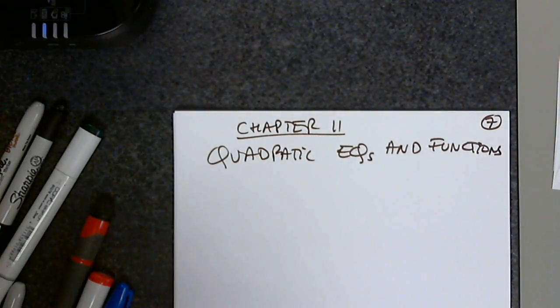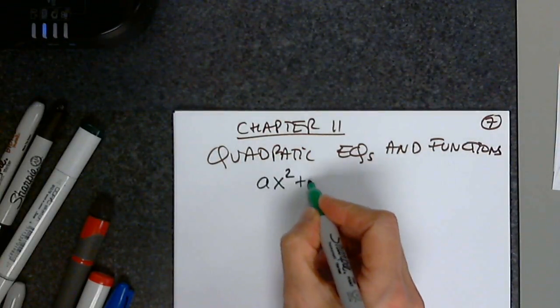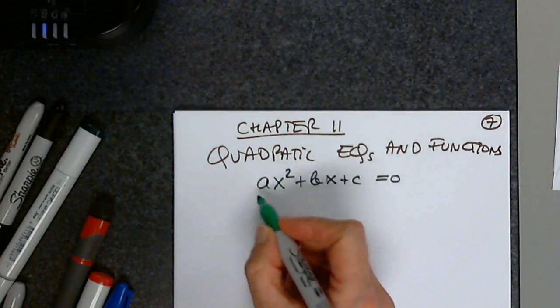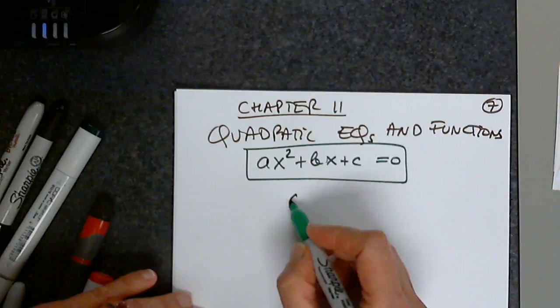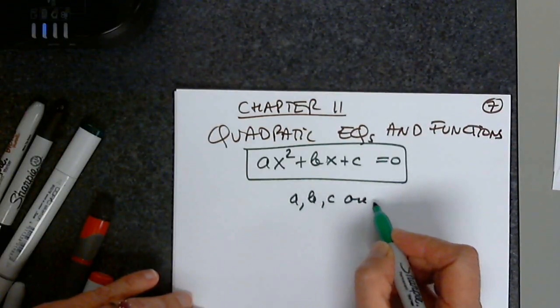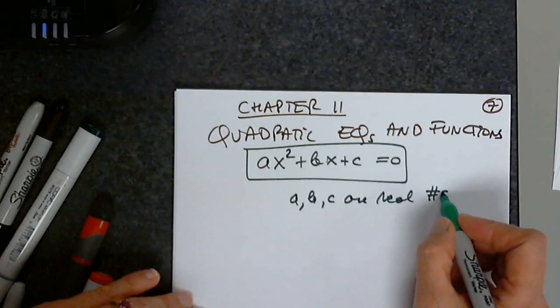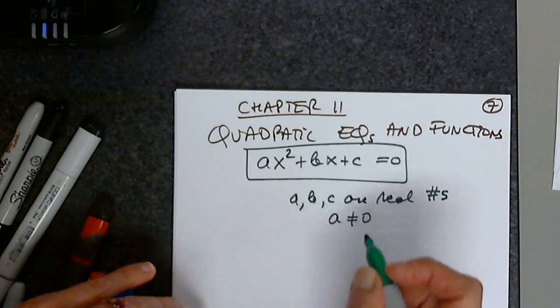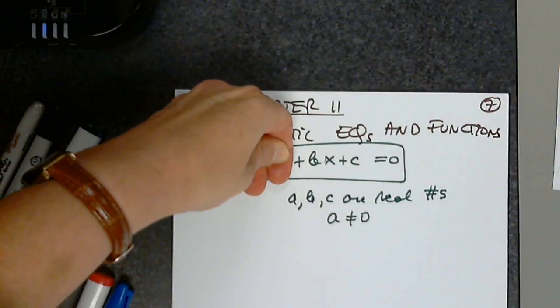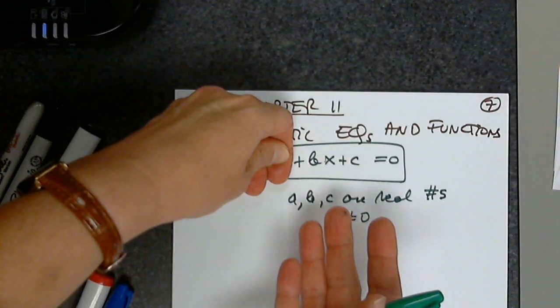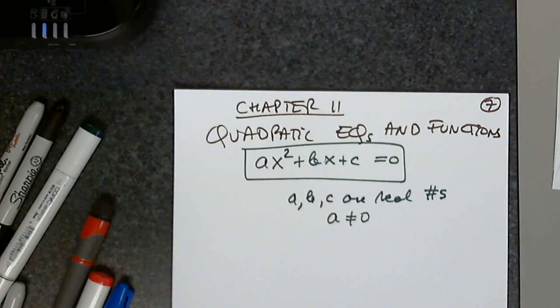So here's a quadratic equation in the general form. This is the standard form, if you want, of a quadratic equation. A, B, and C are real numbers. I claim that A cannot be 0. How come? Why can A not be 0? B can be 0, C can be 0, but A cannot be 0. What happens if A is 0? Not quadratic. It's not quadratic anymore. What does it become? Linear. That's why A cannot be 0.